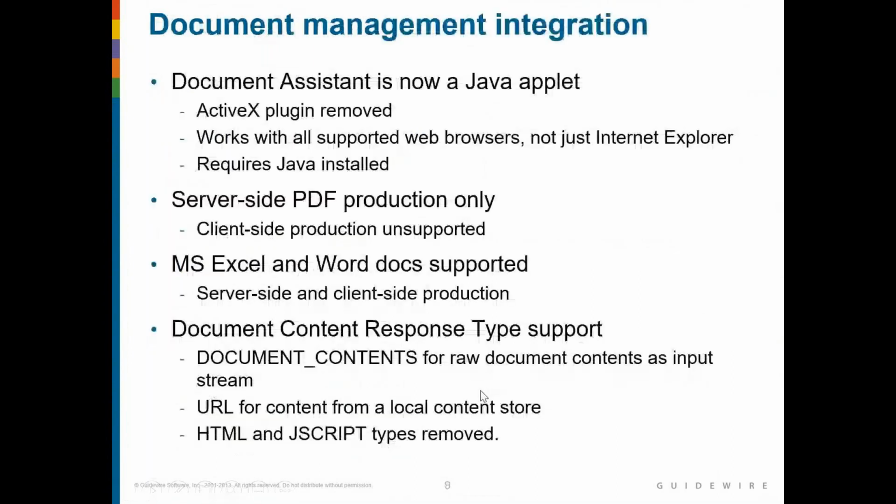Okay, so document management integration. This is an example: the document assistant is now a Java applet. The ActiveX plugin is removed, and it works with all the supported web browsers, not just Internet Explorer. It requires Java to be installed. Server side PDF production only; client side production is unsupported. MS Excel and Word docs are unsupported. Document content response type, like document content for raw documents, contains an input stream, a URL for the content for the local content, HTML and JavaScript type.